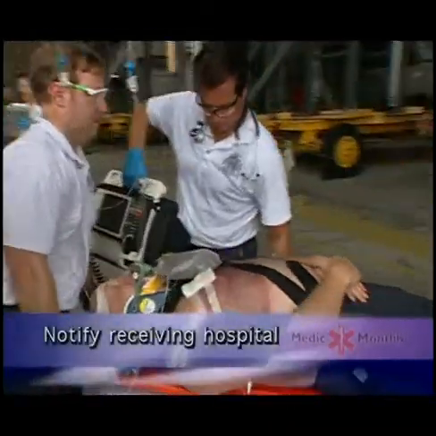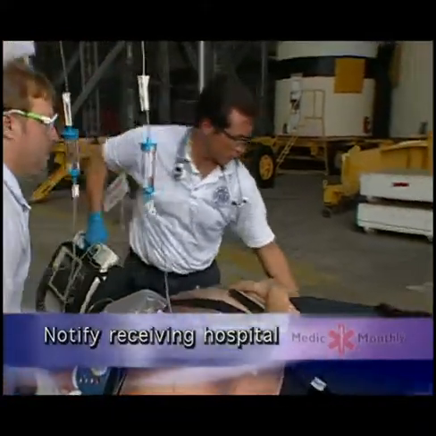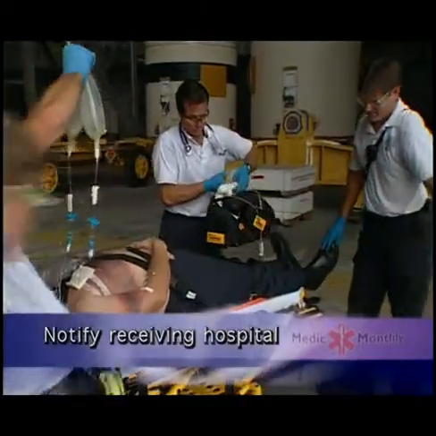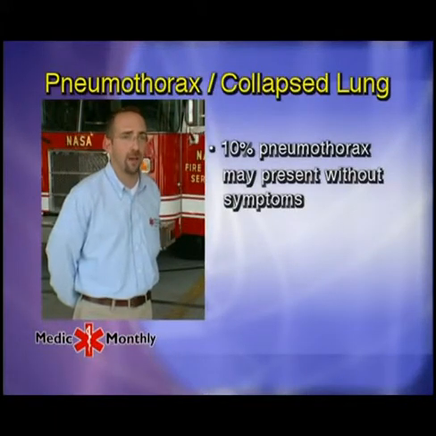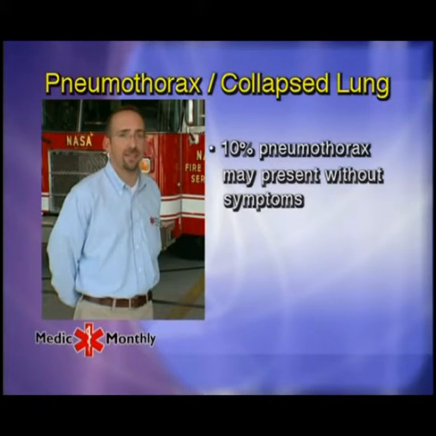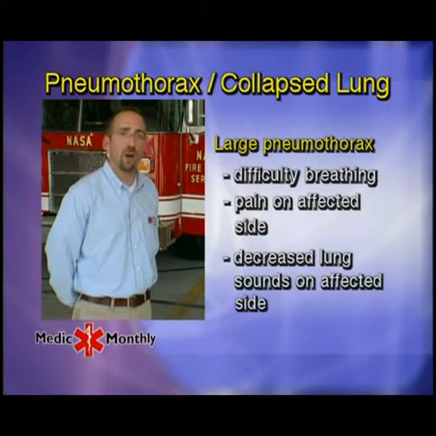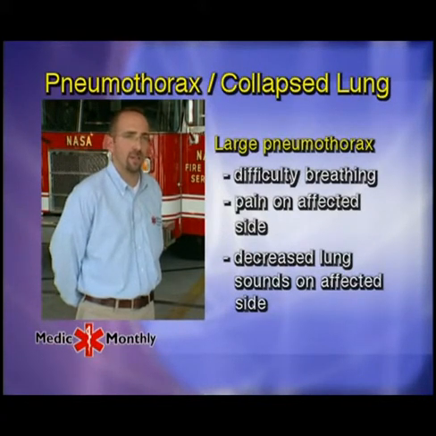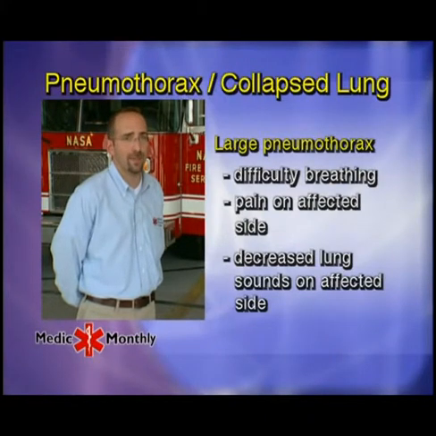The crew also correctly notifies the receiving hospital early in order to give them additional time to prepare for their trauma patient. What if our patient didn't have a tension pneumothorax and just had a pneumothorax, also known as a collapsed lung? A patient with a 10% pneumothorax may not have any signs or symptoms. A patient with a large pneumothorax will often have difficulty breathing, pain on the affected side, and decreased lung sounds on the affected side, but not always.